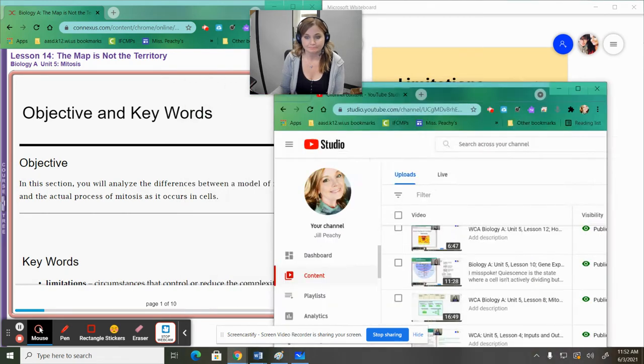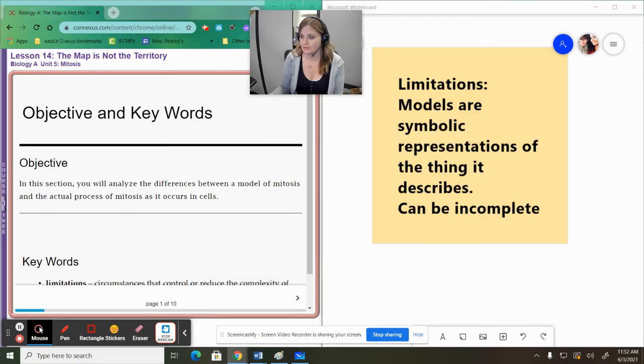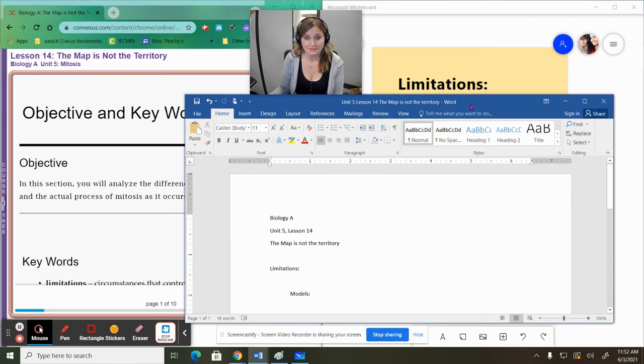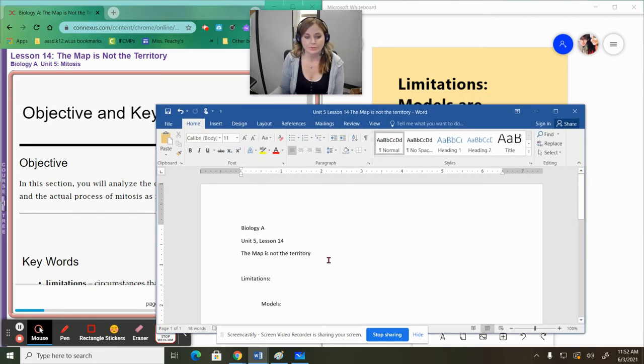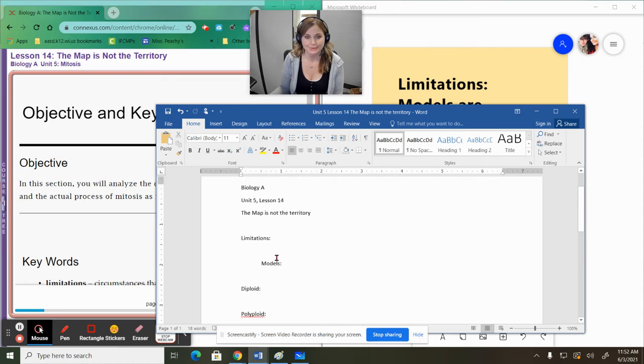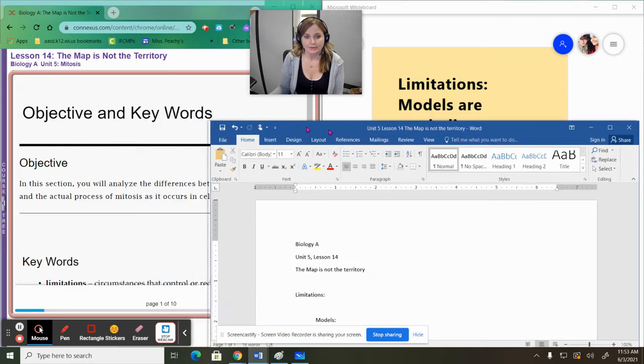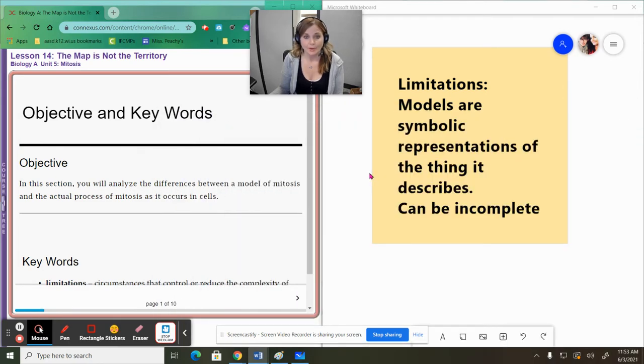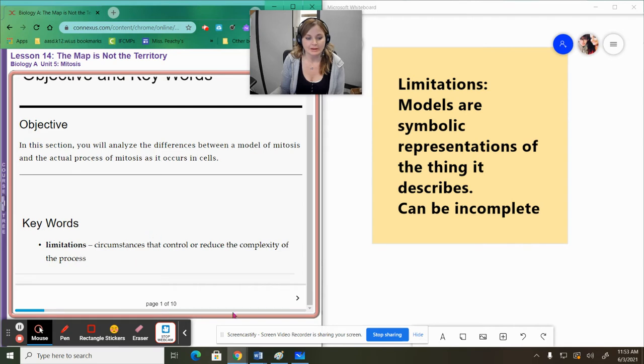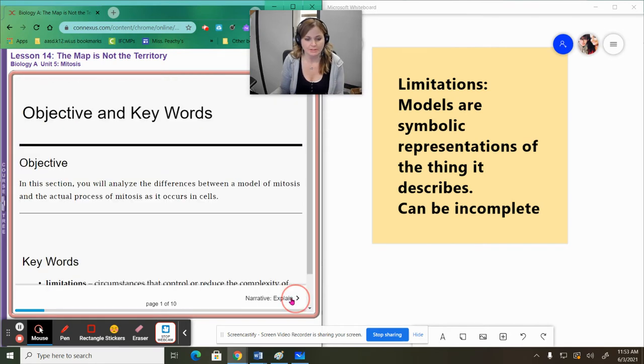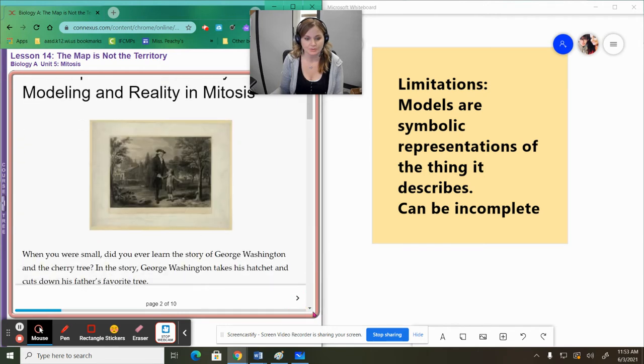Just as a reminder, you do have this notes sheet you can get from our website. It's just going to give you an outline of what we're talking about today, and you can have it up while we're going through the lesson and jot some stuff down on the side. When we begin here, it really only gives you one vocab word to start with, but I'm going to introduce a few more.